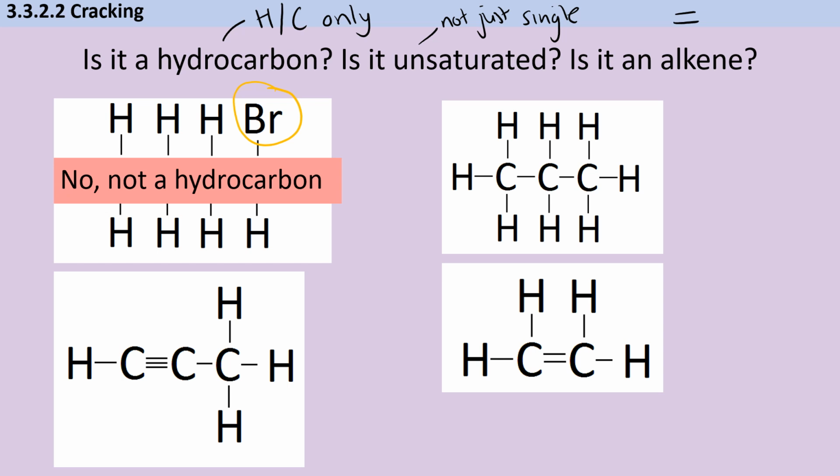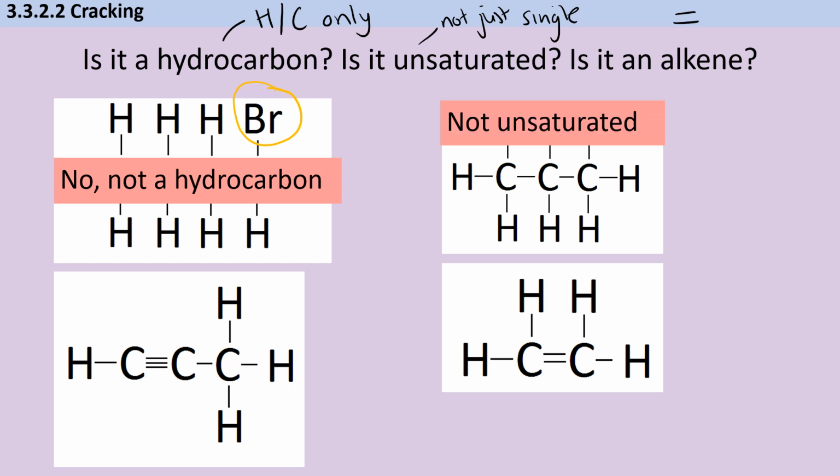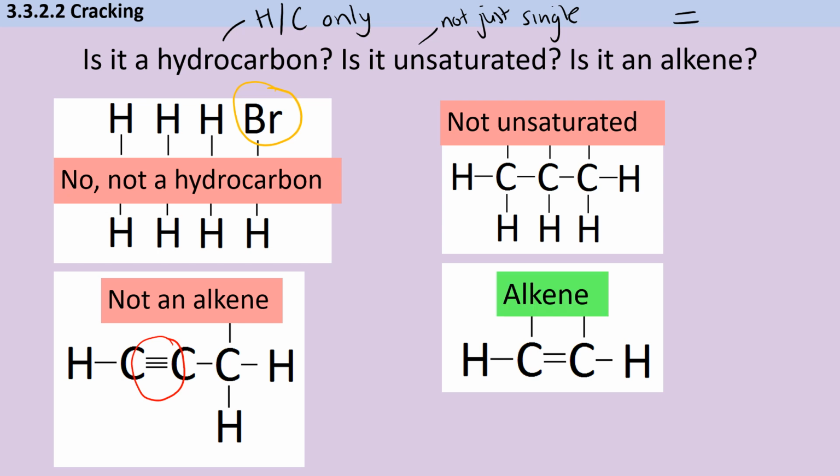Then our second example we've got over here is actually going to be an alkane. It's not unsaturated, it's only got single bonds. Our third one here is looking slightly more hopeful, but actually if we look at this unsaturated bond here, it's a triple bond, and alkenes don't have triple bonds, they only have double bonds. So this is not an alkene either, even though it is a hydrocarbon and it is unsaturated. But finally we have our ethene molecule here, and this one is an alkene.